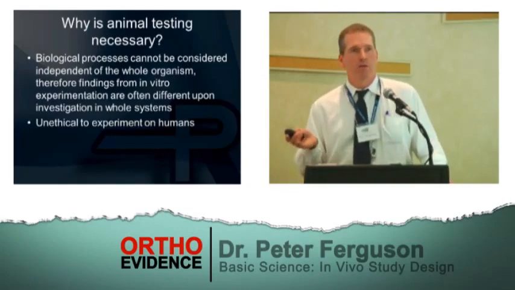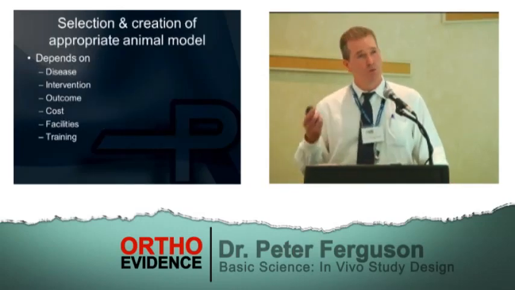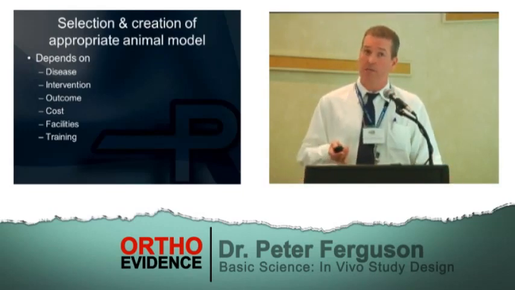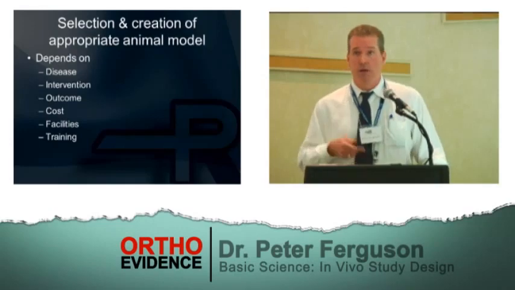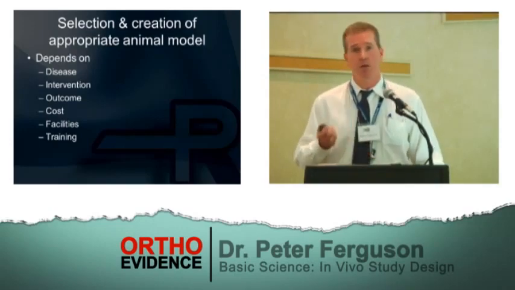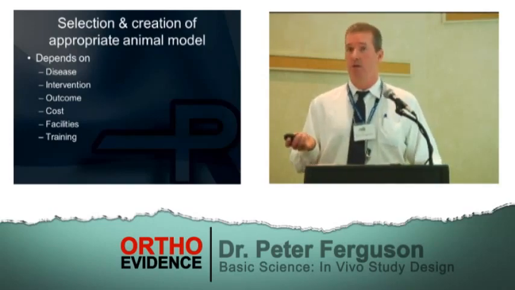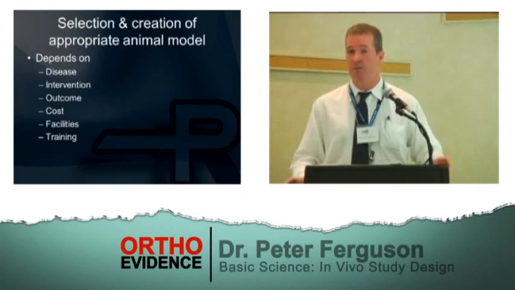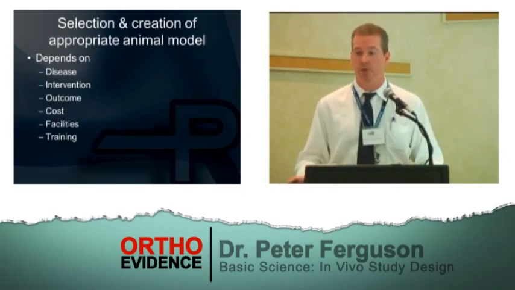So how are you going to choose what animal model you're going to use? How are you going to choose your species? And it really depends on several factors. It depends on the disease you're looking at, what intervention you are interested in, what outcomes you're going to look at, how much money you've got, what facilities you have to house your species, and what your own personal training is or the training of the people that are going to be doing the work for you.